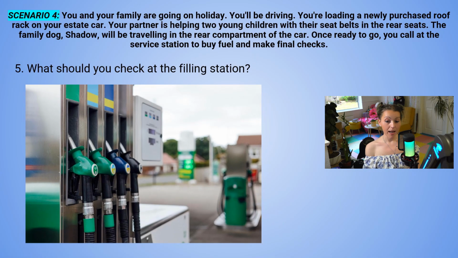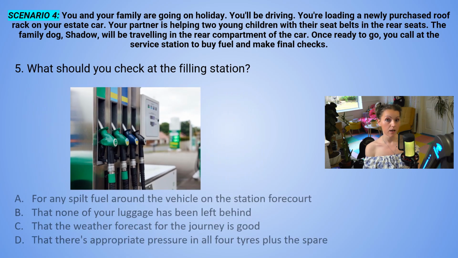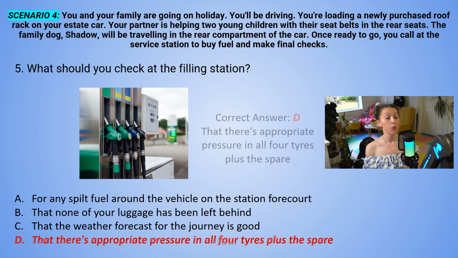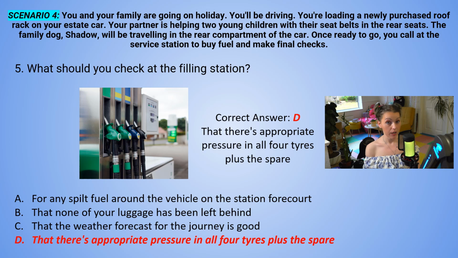A. For any spilled fuel around the vehicle on the station forecourt. B. That none of your luggage has been left behind. C. That the weather forecast for the journey is good. Or D. That there is appropriate pressure in all 4 tires plus the spare. And the correct answer is D. That there is appropriate pressure in all 4 tires plus the spare tire.